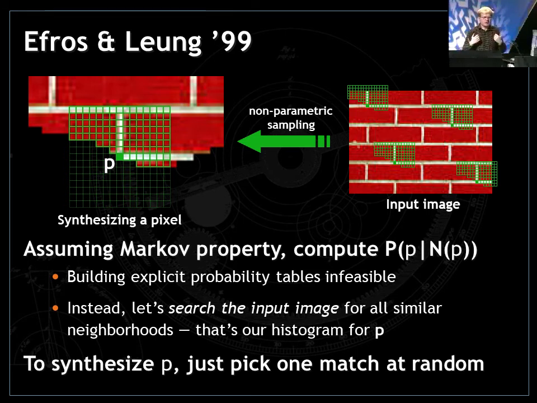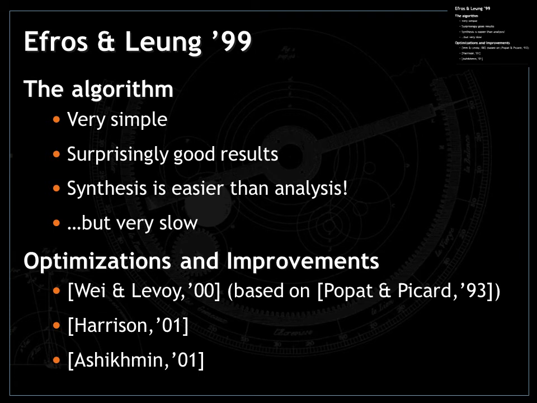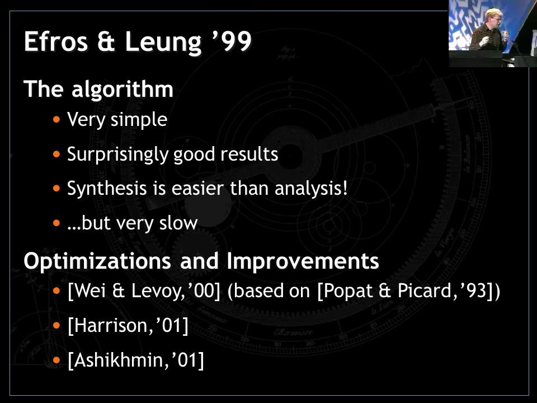Now we need to sample from that histogram. Well, the easiest way is to just take one of them at random and stick it into P. Boom, we are done with pixel P. We can move on to the next pixel. Now, the algorithm is, of course, very simple, but produces surprisingly good results, especially on structured textures, which was the problem of the previous algorithms. And it brings in an interesting non-intuitive point that synthesis is often easier than analysis. But of course, it's very, very slow.